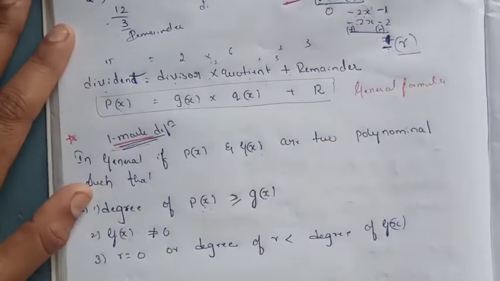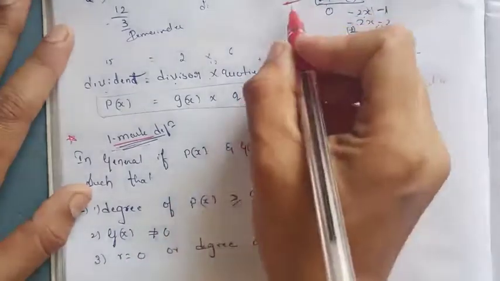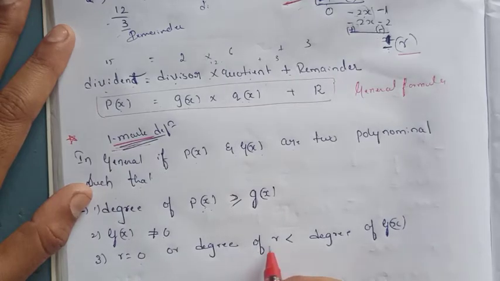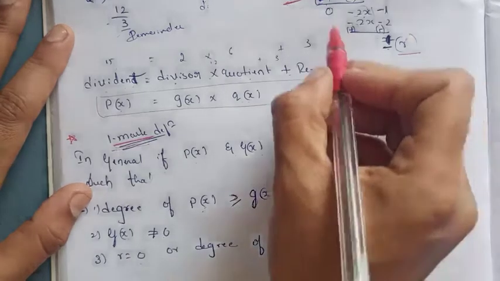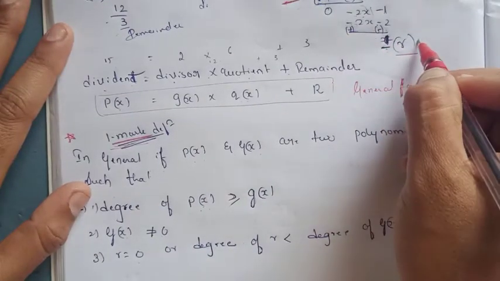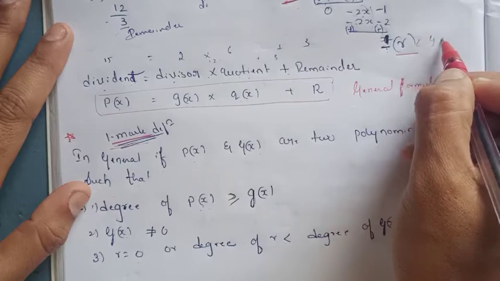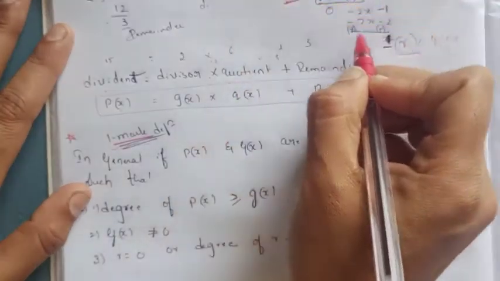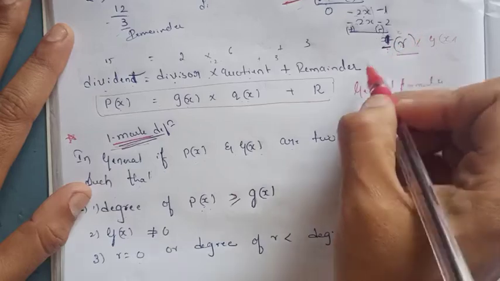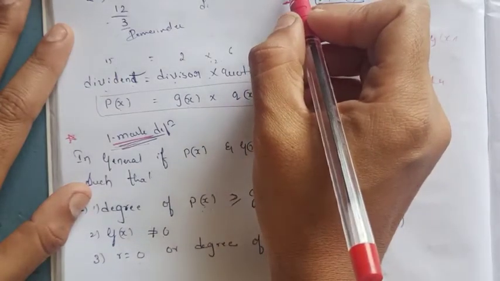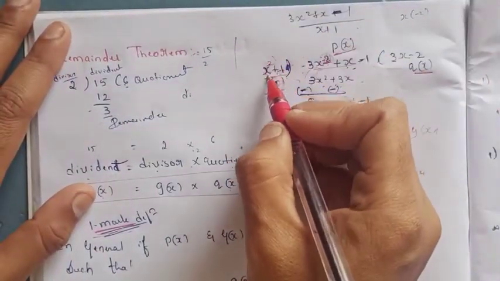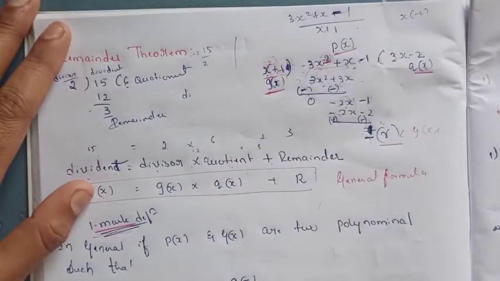The next condition is that r equals 0 or the degree of r is less than the degree of g of x. Meaning we can get remainder 0 or less than the degree of g of x. Here, with x square, we should get x or 1, we should not get anything above this degree. This is the third condition.